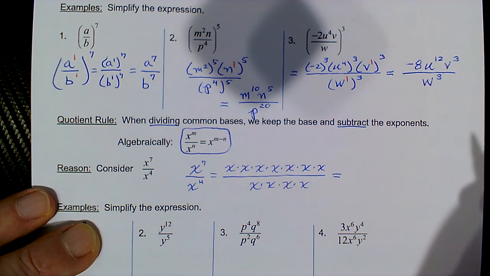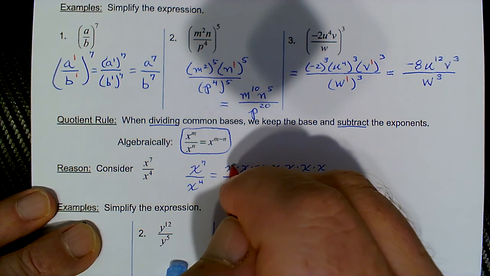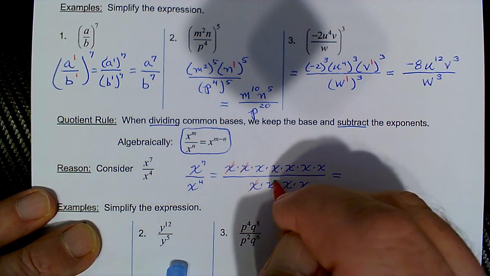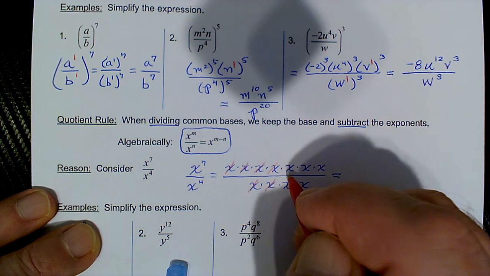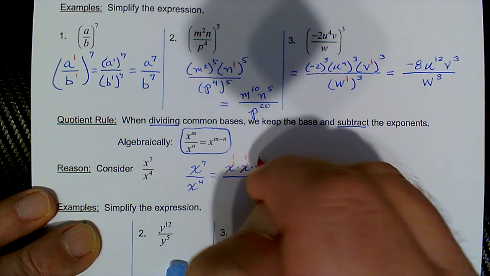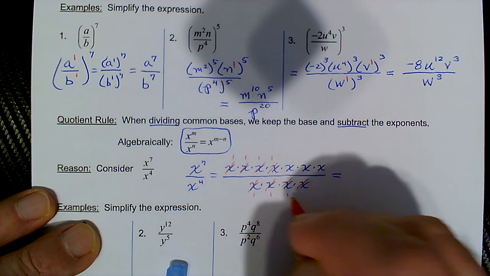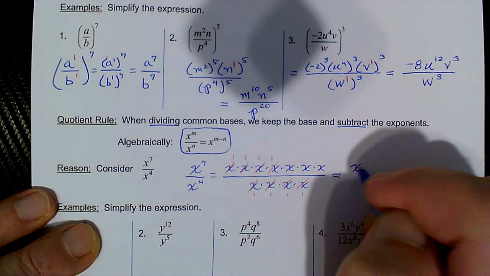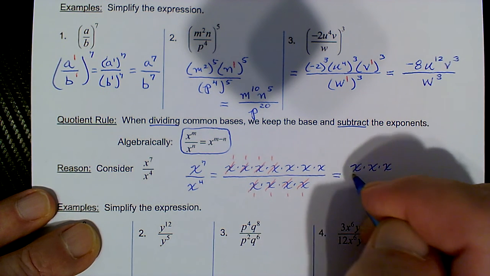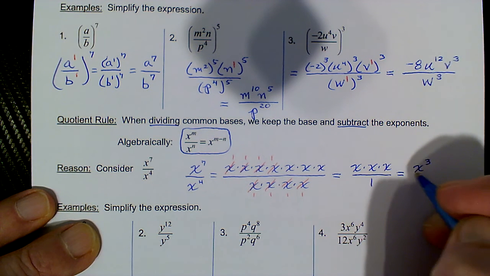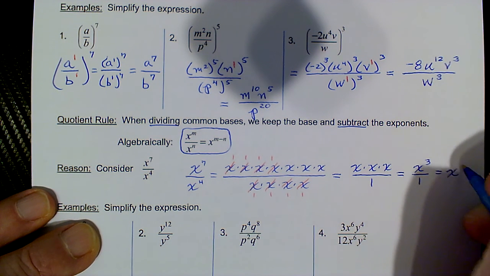But then what we could think of here is cancellation. That is, cancel the common factors. There's one pair of x's that can go, another pair, a third pair, and a fourth pair. And formally, all of these are replaced by 1's when we do those cancellations. And then what's left over in the numerator is x times x times x. In the denominator 1, and that's x cubed over 1, which is x cubed.